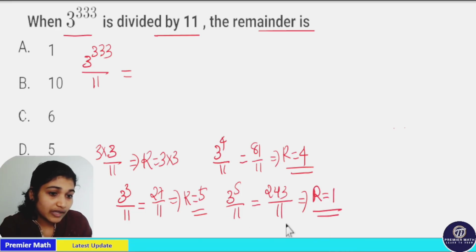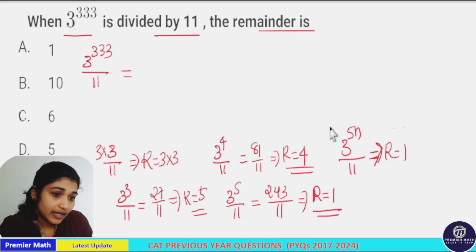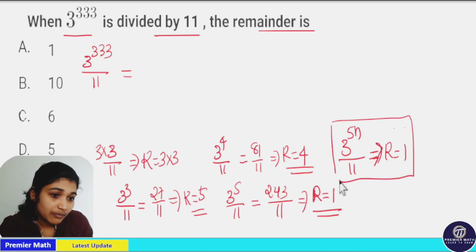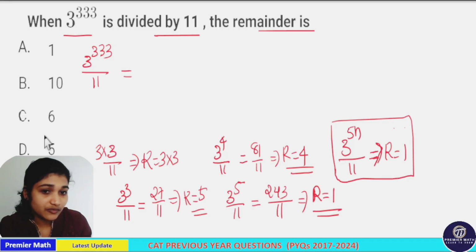So when you have remainder 1, you can write 3 raised to 5n divided by 11, remainder is 1. Because here 3 raised to 5 by 11, remainder is 1, which means every 5 times the cycle repeats. So 3 raised to 5n by 11, remainder is 1. So split it in terms of 3 raised to 5n.